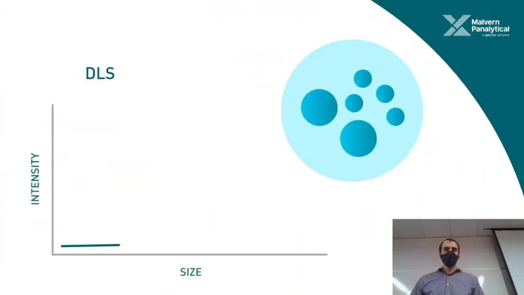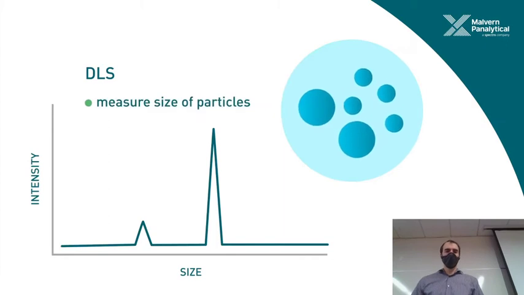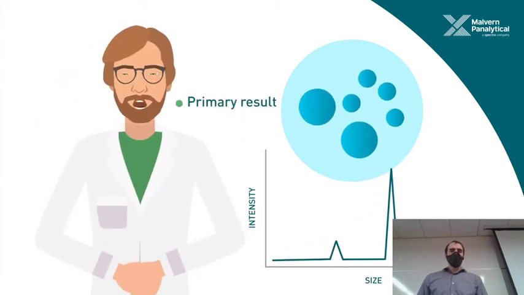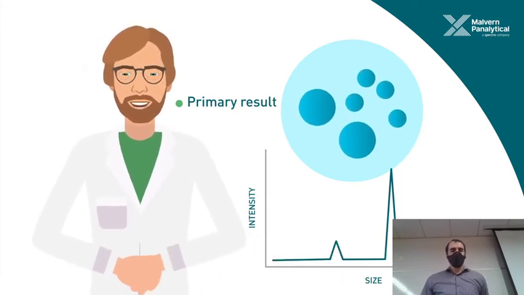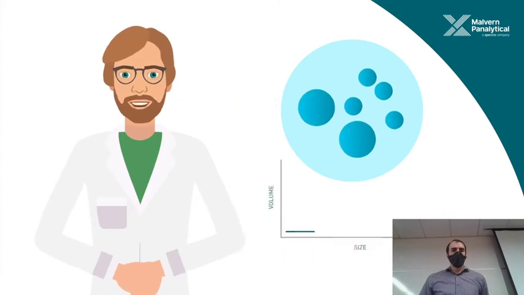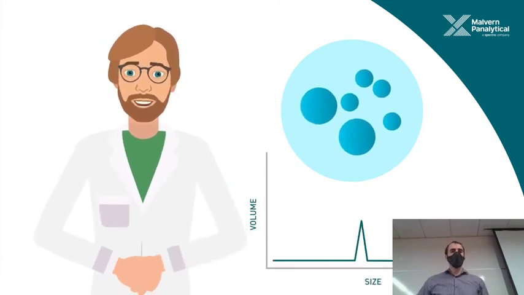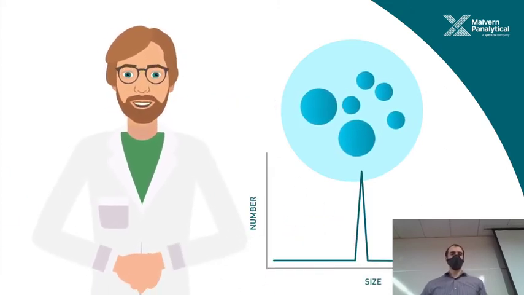Using DLS, we can quickly measure the size of all the particles in a sample. The size distribution measured is shown in this graph as an intensity distribution. This is the primary result, and it shows the intensity of scattered light from each size population present in the sample. These results can also be converted into a volume or number size distribution if needed.